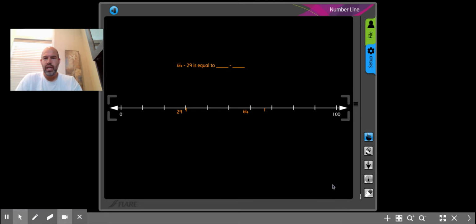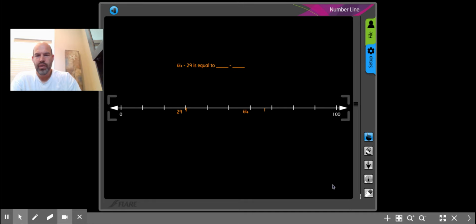Now, looking here on a number line, okay? If we were to look at this, we have 24 take away 29 is equal to, all right? Now, remember, what we do to one side, we have to do to the other in the subtraction compensation.